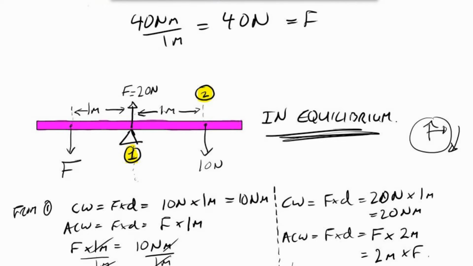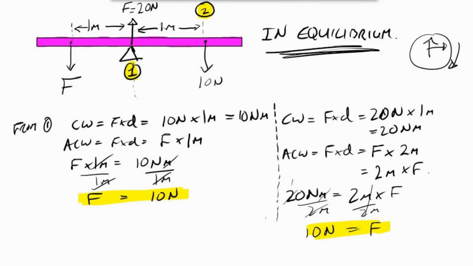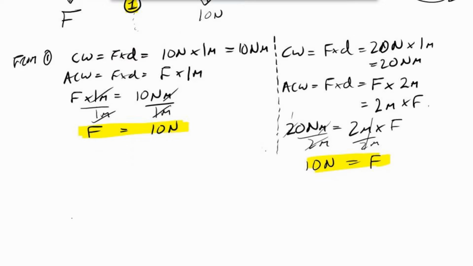So let's look at it. We've got our basic setup. We've got a force, a space, 20 newtons going up, and then another space of 1 meter and 10 newtons going down. So let's draw that out. We've got our force here going down, which is a mystery force. We've got our force here from the pivot in the middle pushing upwards, which is 20 newtons. We've got our other force on this side, which is 10 newtons pushing downwards.